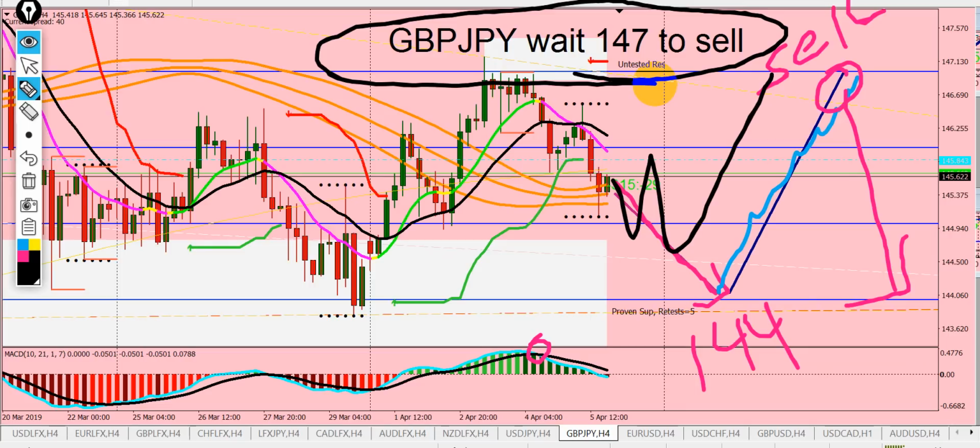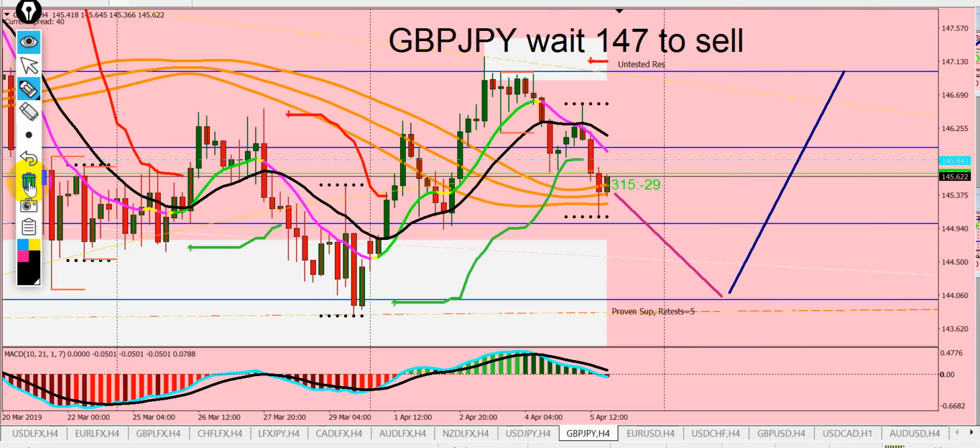Watch out for the pound dollar: we want to buy at 1.3. The pound yen, we want to sell at 147. Just watch out, because one we would like to buy and one we would like to sell. And of course it will not be at the same time.